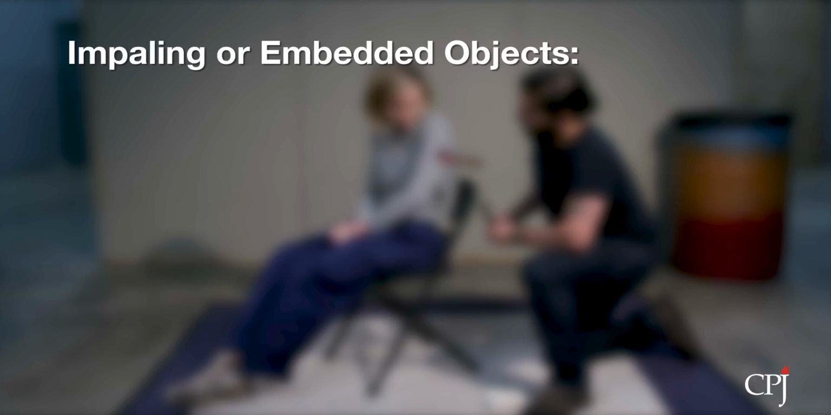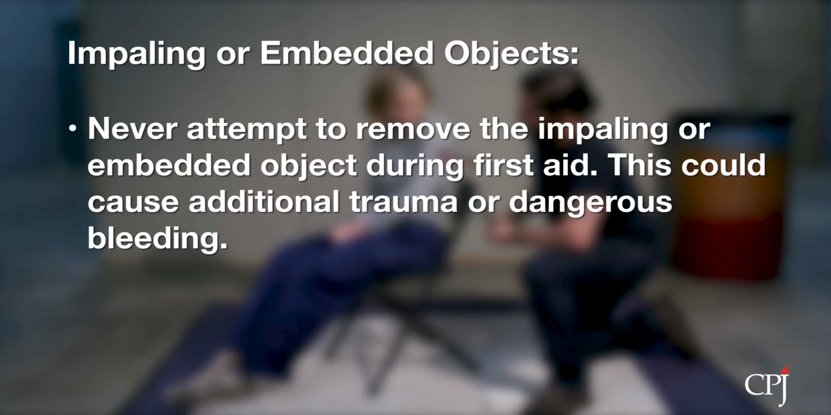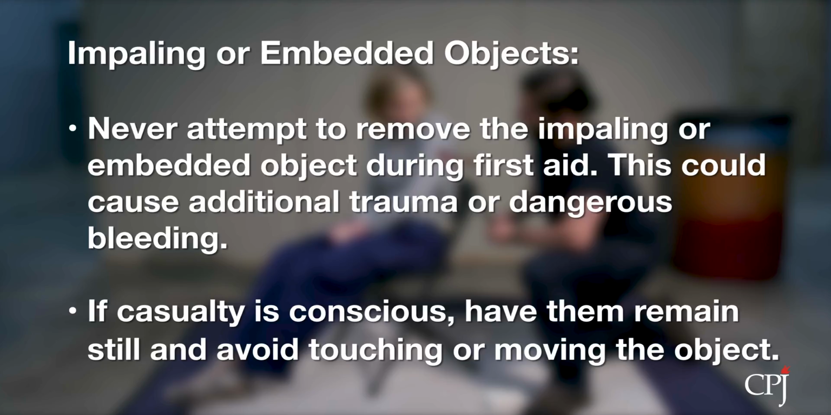When dealing with an impalement or an embedded object, the first rule is to never attempt to remove the impaled or embedded object. This could cause additional trauma or dangerous bleeding. The impaling or embedded object is often controlling blood loss. If the casualty is conscious, tell them to remain still and not move or disturb the impaled object.